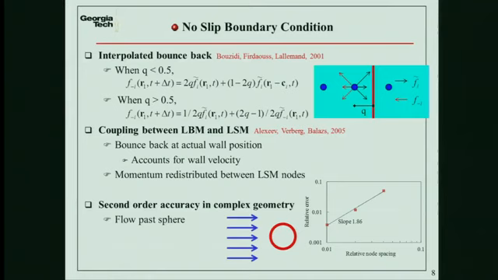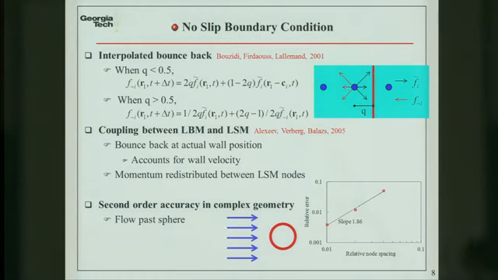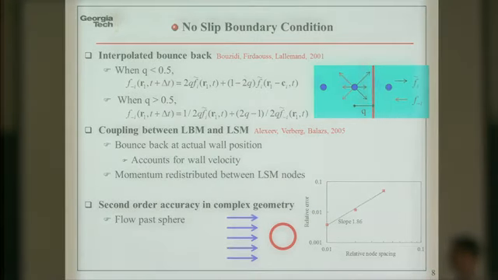And we use interpolated bounce back, devised in this paper, and this gives us second order accuracy, sharp interface boundary conditions, very nice for our problem. We can show this is second order indeed if we play with the spacing of the nodes.